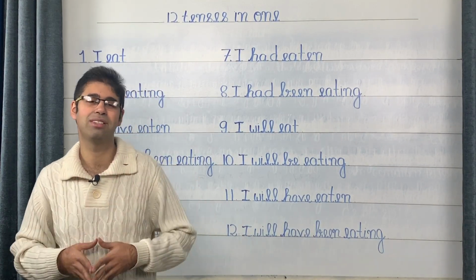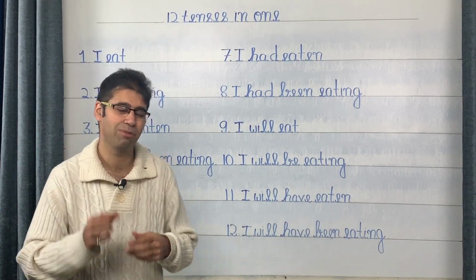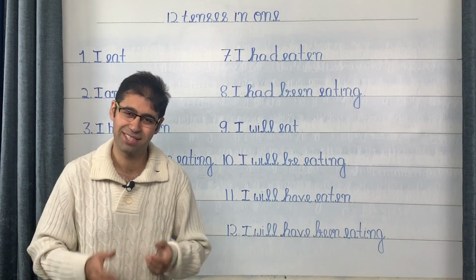So those are the critical differences between the past simple and the present perfect. We move on to our next tense, which is the past continuous. Let's go.